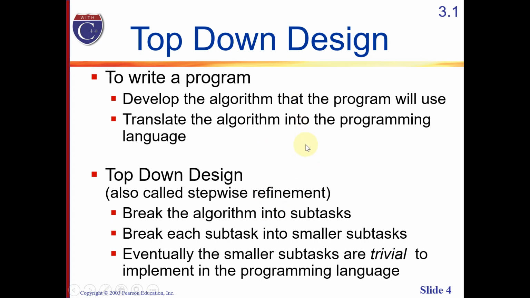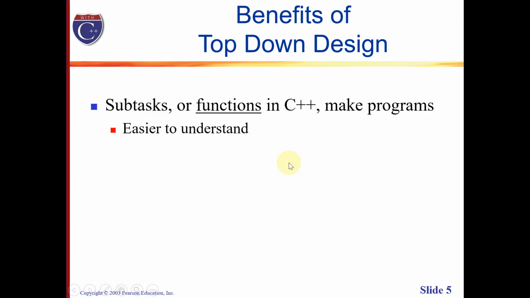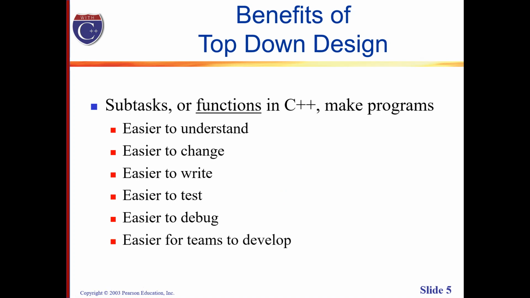There are a lot of benefits when we use the top-down design approach. For instance, in C++, this would make your program easier to understand, easier to change, easier to write, easier to test, easier to debug, and of course, if you are working in a team, this would also be much easier for the team to develop a program.